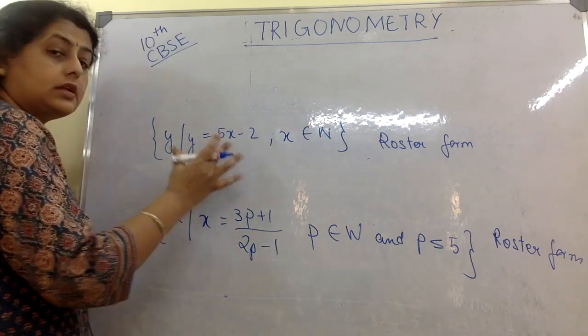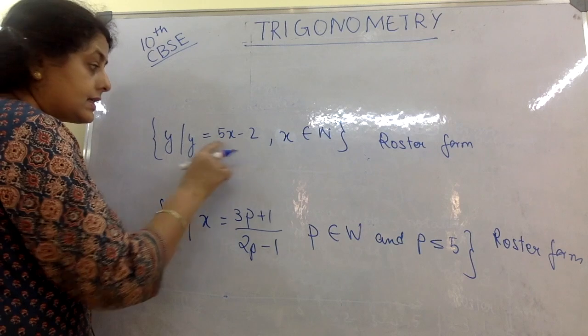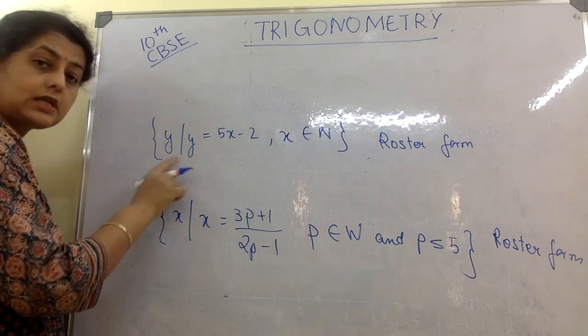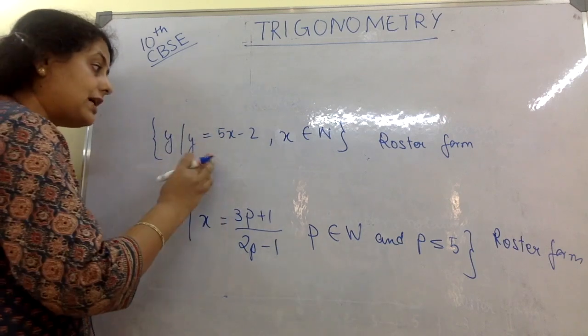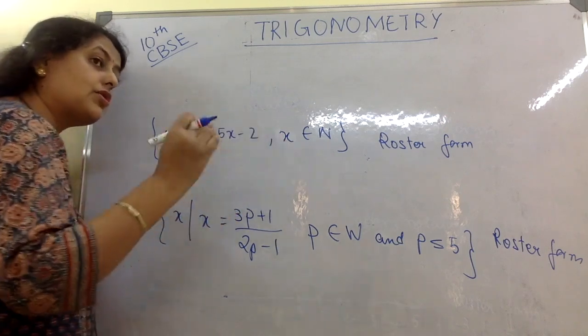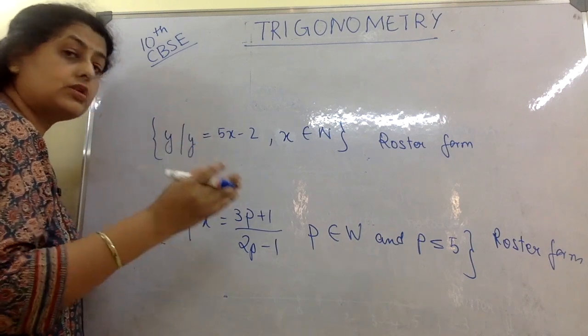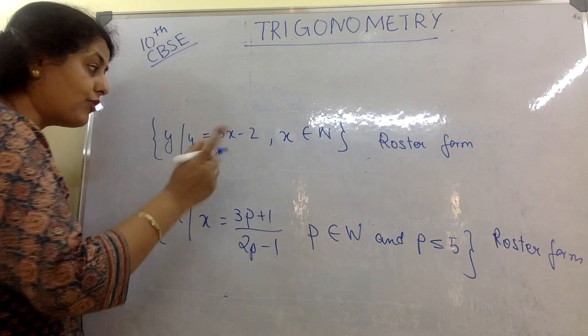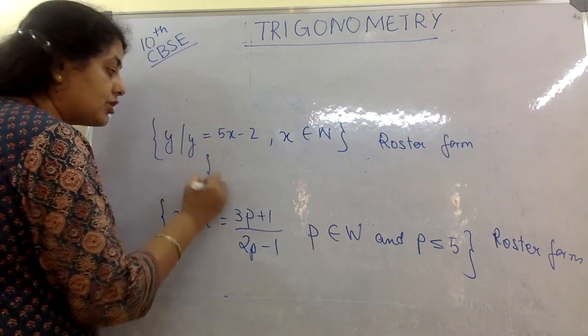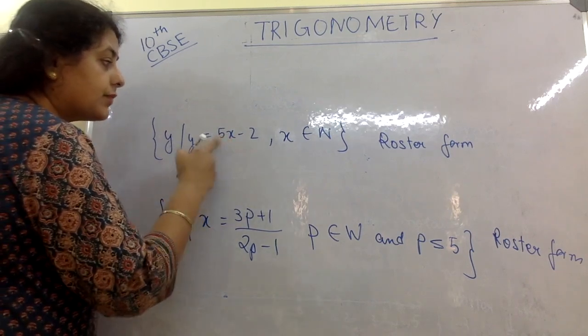Here they have given a relation between x and y. Now y is such that, another way of writing such that, 5x minus 2. So y is equal to 5x minus 2. X belongs to natural numbers, means x has to be a natural number. So we will start with the first natural number 1 and substitute it here. How much do we get? Y is equal to 3.